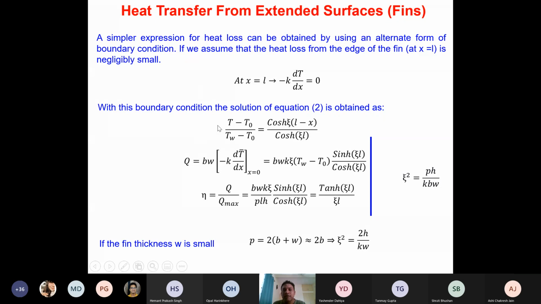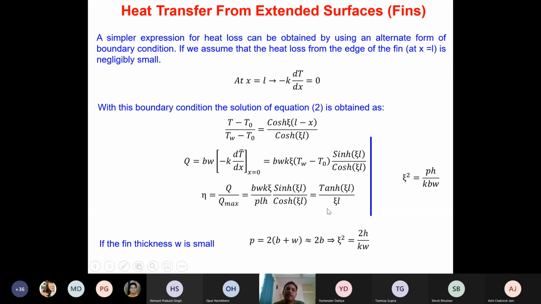So with this assumption, the second boundary condition changes. At X equals L, we have minus K dT by dx equal to 0. So that means the heat conducted from the solid at the end should be equal to 0. If we put this assumption, we get a much simpler expression for Q. So this is the much simpler expression for Q, and similarly the expression for efficiency we have obtained is tanh(zeta L) divided by zeta L. So this is the simplest expression.